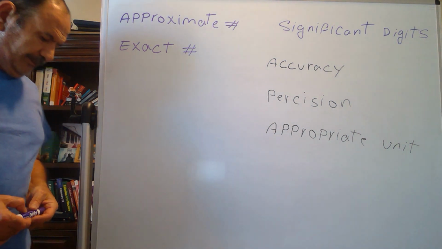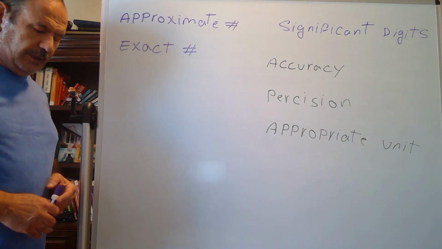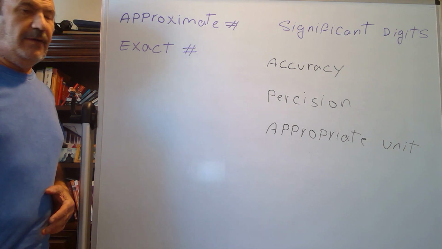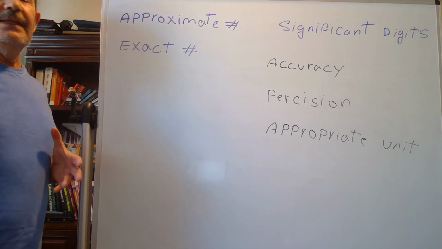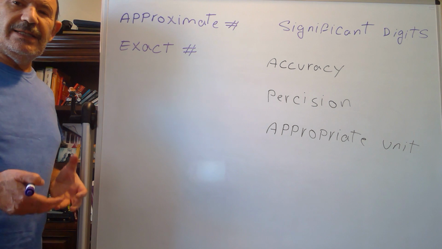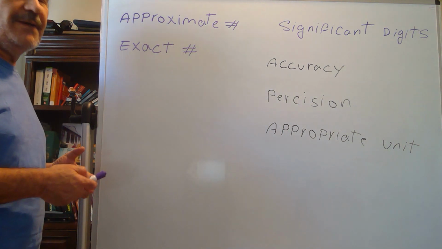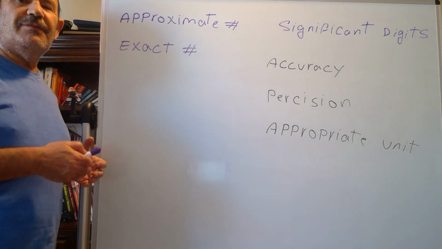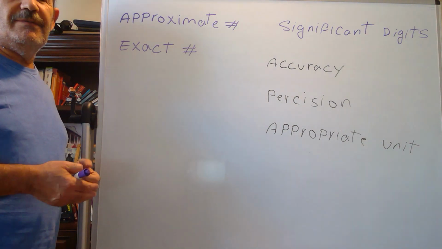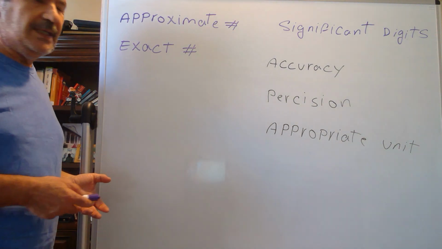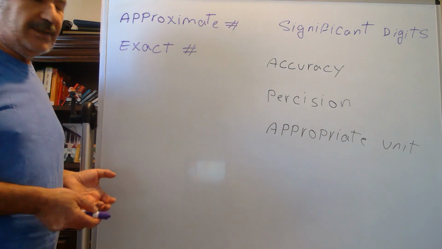Hello everyone. In this video I'm going to talk about how we consider the accuracy or precision of the numbers that we are working with. In our calculations, sometimes we have numbers that have 2 digits after the decimal, some of them have no digits after the decimal, and some of them have 5 digits after the decimal.